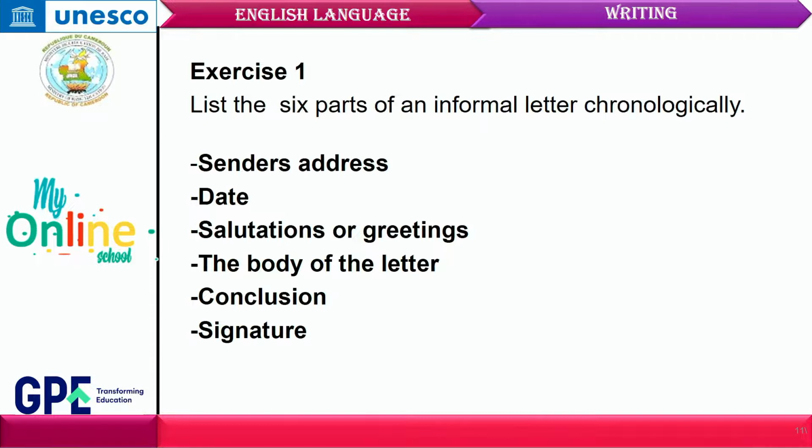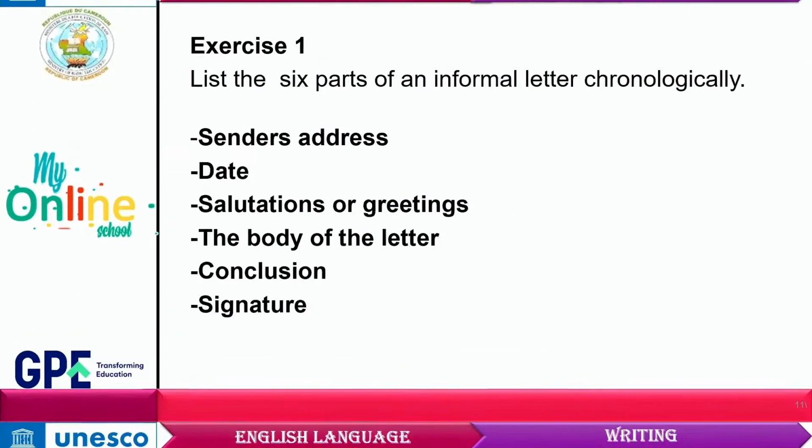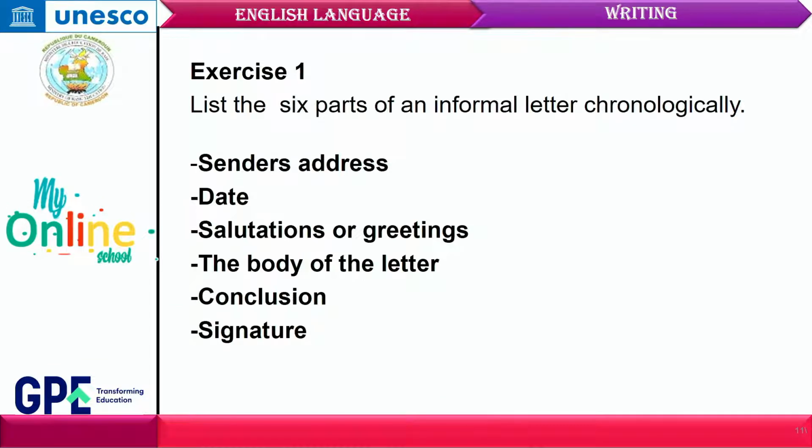Let's now do an exercise to show that we are understanding. So, list 6 parts of an informal letter chronologically. The 6 parts of an informal letter are the sender's address, the date, the salutations or greetings, the body of the letter, the conclusion, and the signature. That's good. I hope you had that in that order.